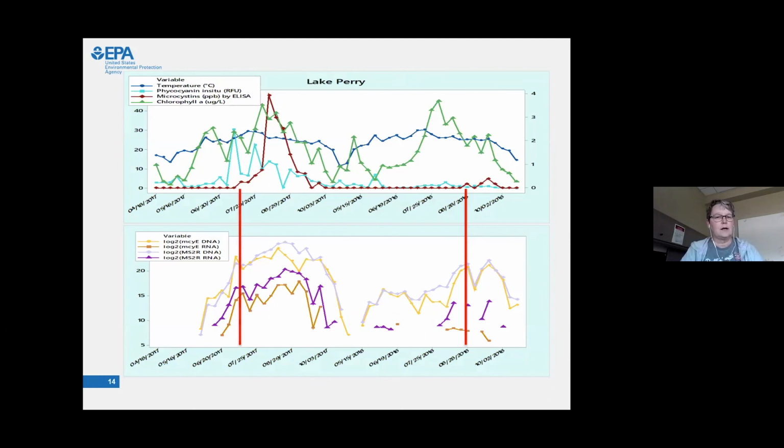And here's just a picture of everything all together. You've got the DNA and the RNA on the bottom graph, and you've got the traditional cyanobacteria indicators, phycocyanin and chlorophyll, on the top, with the red ELISA microcystin concentration. And you can see all of these DNA and RNA signals give us an earlier warning than even the phycocyanin in the water, even earlier than the satellite signals.